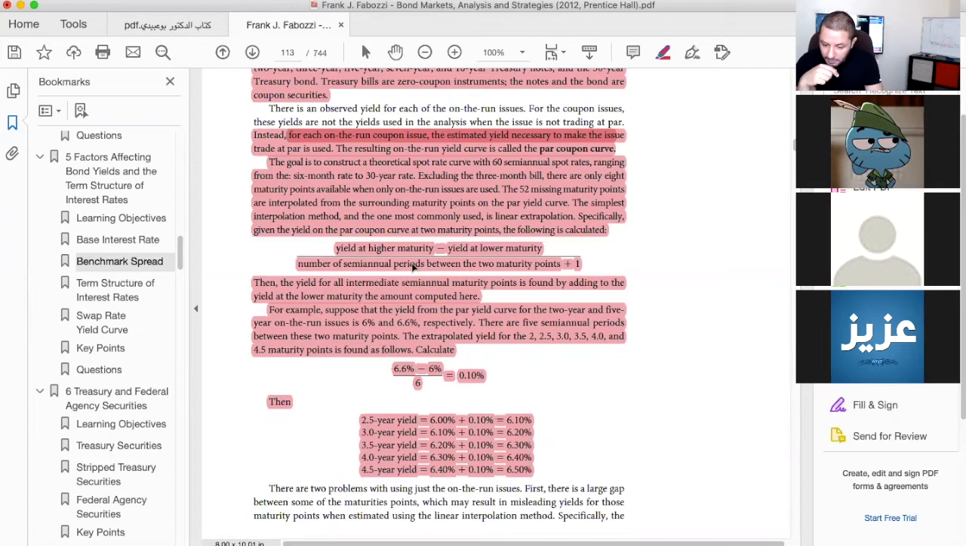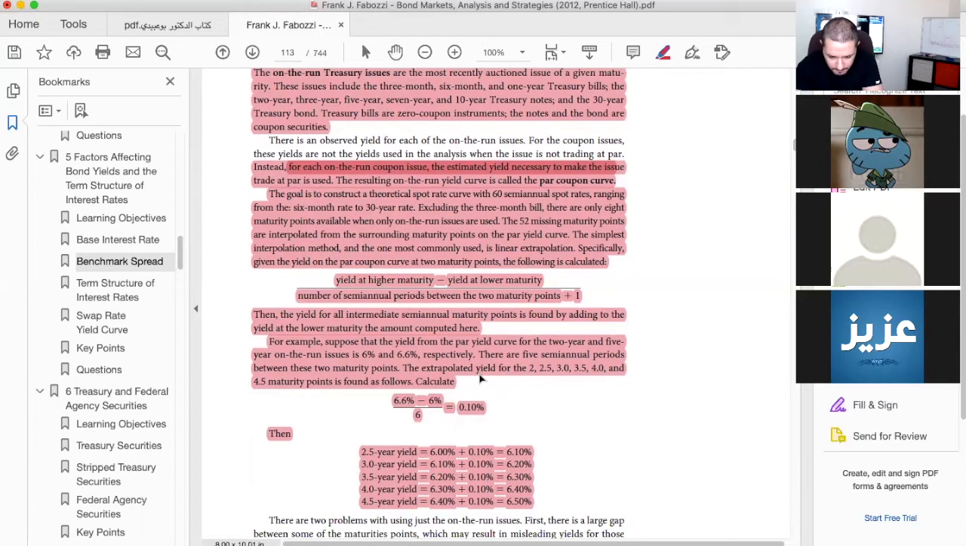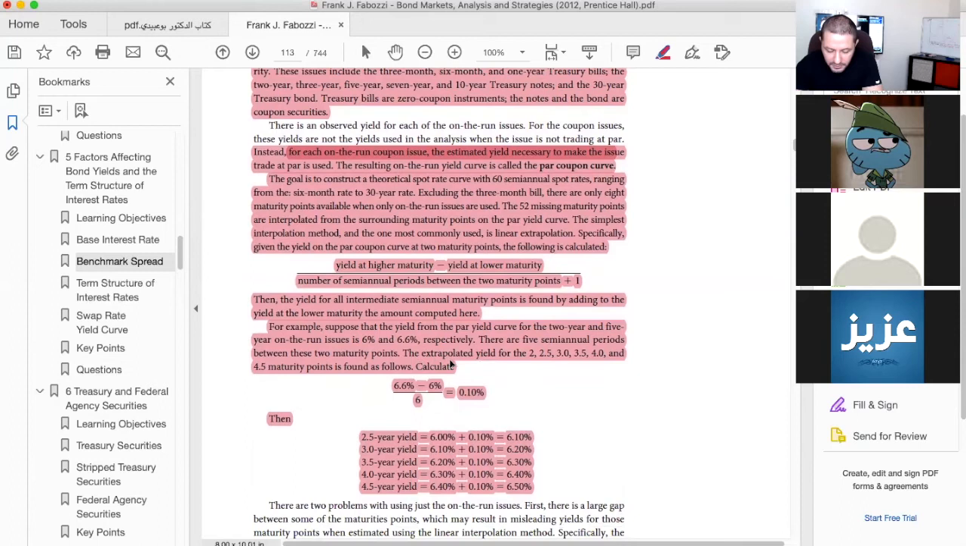Now, for example, suppose that the yield from the par yield curve for the 2 year and 5 year on-the-run issues is 6% and 6.6%. So 6% for 2 years, 6.6% for 5 years, respectively. So there are 5 semi-annual periods between these two maturity points, because for 2 years we have T4, while for 5 years we have T10. So the difference, 10 minus 4, is equal to 6, okay, so 5 periods between them.